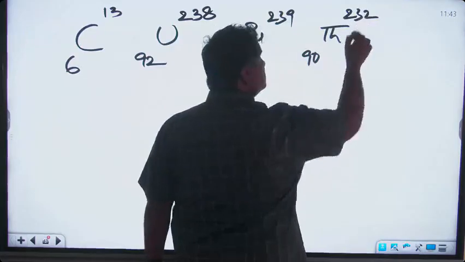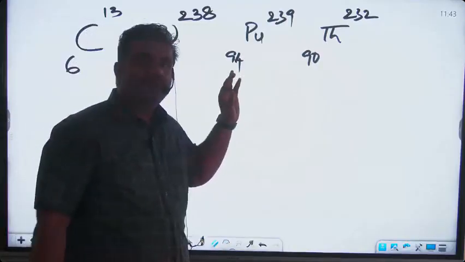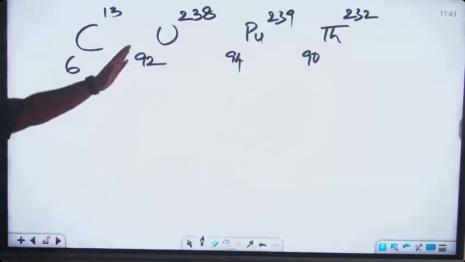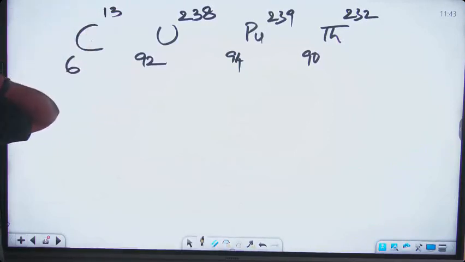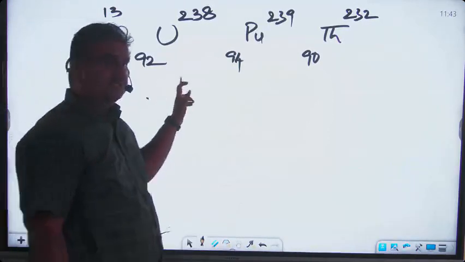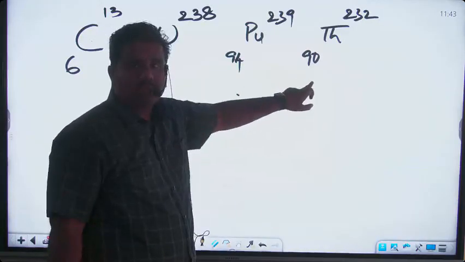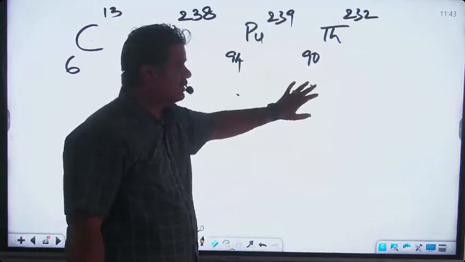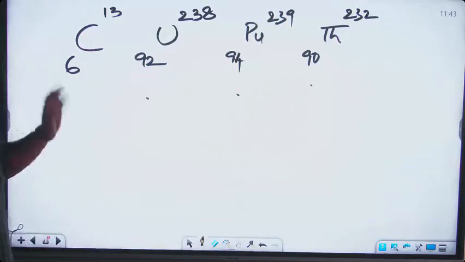Now the question is, in which particular case is the number of neutrons minimum? There are three cases: uranium, plutonium and thorium. In which case are the neutrons fewer? Here it is 146. Here the number of neutrons is 145. And here it is 142. So thorium has fewer neutrons, whereas uranium has the most.